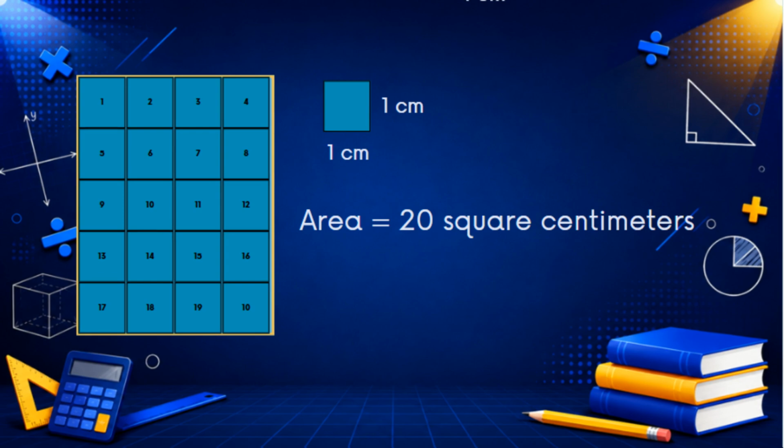Look at the small squares on the screen. Each small square represents 1 square centimeter. If we count all the small squares inside the shape, we can find its area. There are 20 small squares. Therefore, the area of the shape is 20 square centimeters. Notice that we use square centimeters, not simply centimeters. Centimeters measure length. Square centimeters measure area, or the amount of surface covered by a shape. So when you give an answer for area, always remember to use square units.